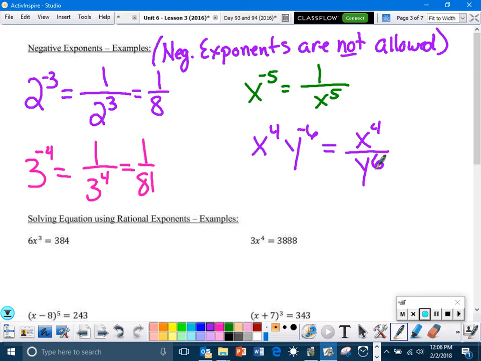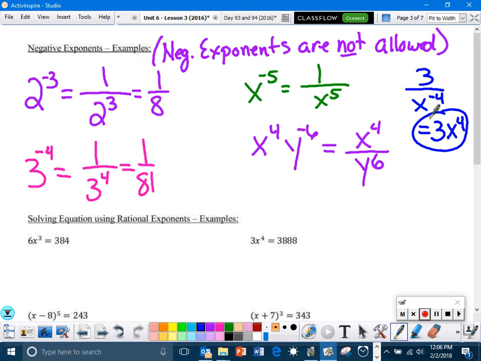It can also work in reverse. Let me show you that real quick. Didn't leave myself much room here, but it works in reverse. Let's say that I ended up with 3 over x to the negative 4 power. Again, we're not allowed to have negative exponents. So we're going to cross the line and change the sign. That means I'm going to move it up, and it becomes positive. So the answer here would be 3x to the positive 4. Cross the line, change the sign.